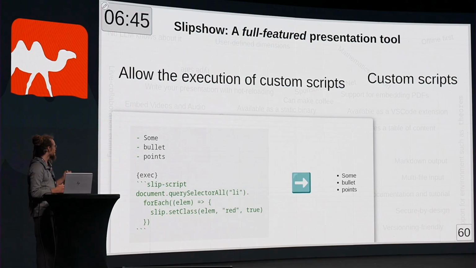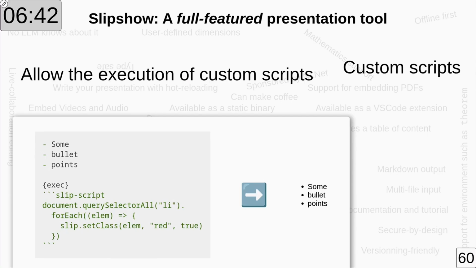One other important thing is that you can execute custom scripts. So you are not forced into a specific set of actions, but you can just write a slip script and have the action exec to execute it. So here we have a slip script, which is just JavaScript, which queries all the list items, and for each of them sets the class red to true. And at some point I have some CSS which says that the red class should be red, and when I just go next, this is executed.